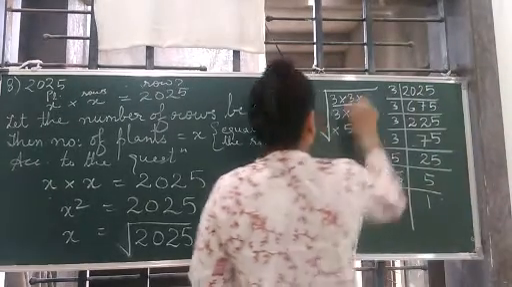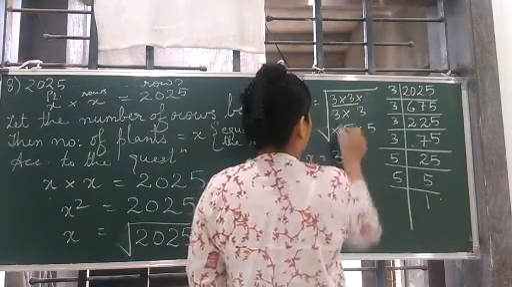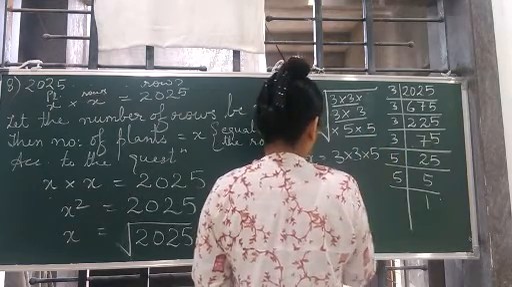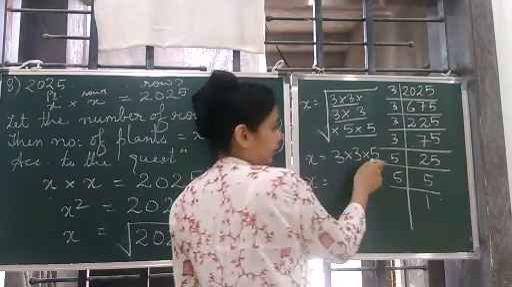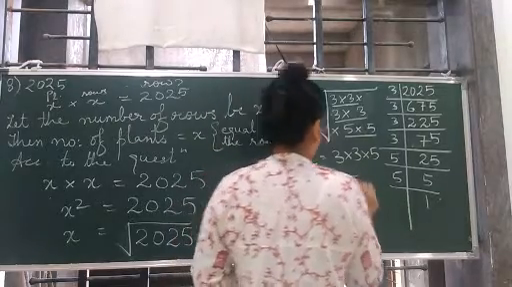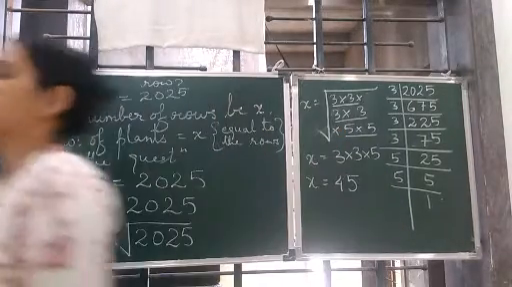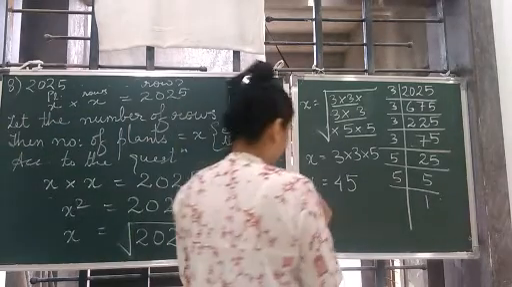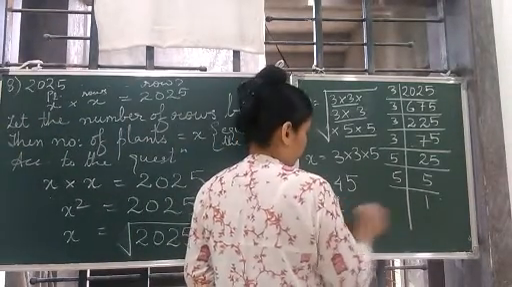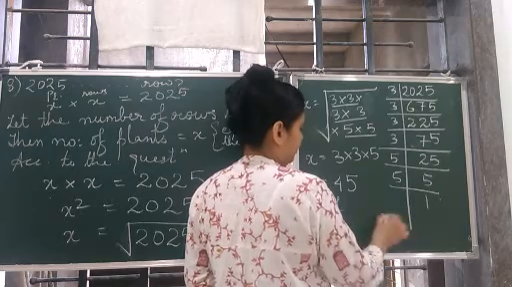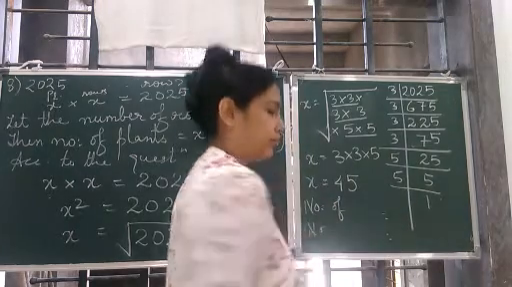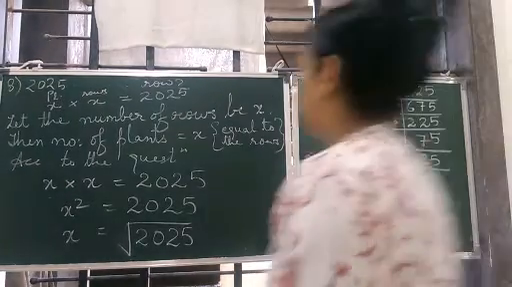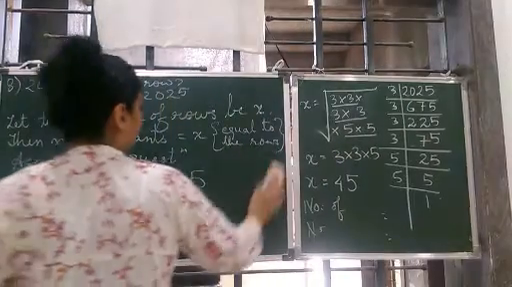So this is 3, this is 3, and the 5 comes out. So 3 3s are 9, 9 5s are 45. So the value of x is 45. That means the number of rows is equal to 45 and the number of plants is equal to 45. So you can write number of rows, number of plants is equal to 45, 45. Okay. So this completes question number 8, and now we have to start with question number 9.